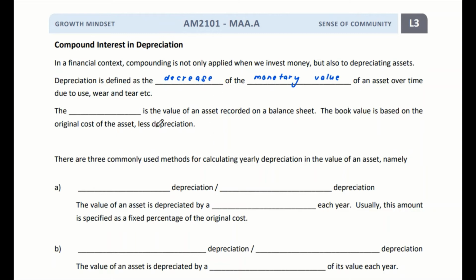There is some terminology that you need to know. This word is called the book value. Book value is the value of an asset recorded on a balance sheet. Which means that you have the value of the car in the first year, the value of the car in the second year after depreciation, the third year, the fourth year and so on. That's the book value, the value of an asset.